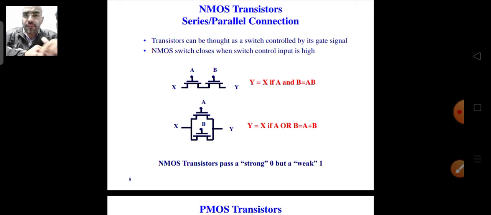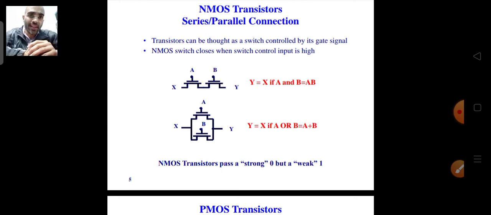So you see what happens: if both these switches are on, then only there will be a connection between X and Y. If you want the signal at Y to be equal to the signal at X, then we have to switch both the circuits on. Only when both the switches are on does X get connected to Y, or Y get the value of X. So that means you have realized an AND gate with the series combination of NMOSs.